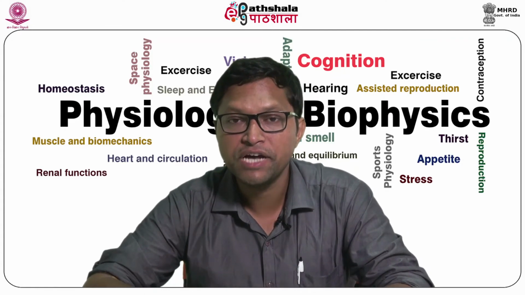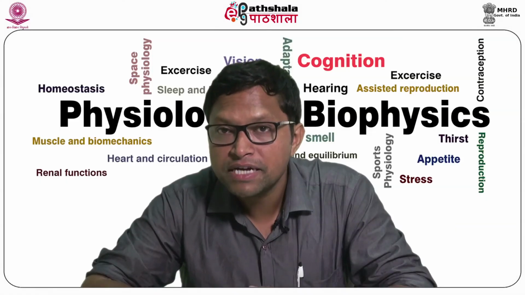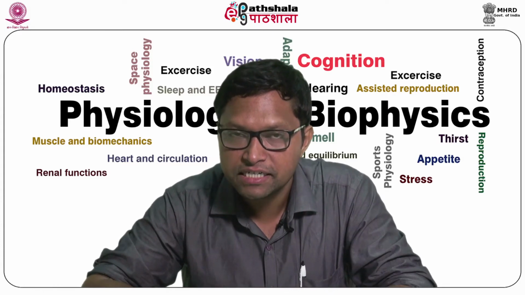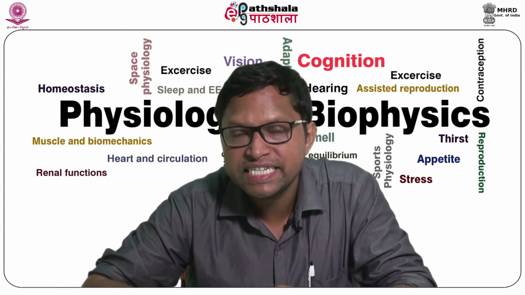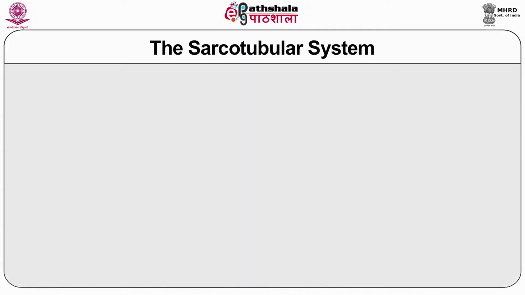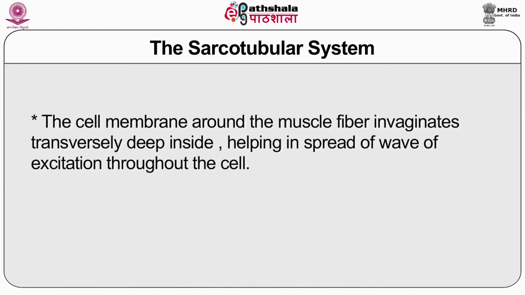Now, before we go further, we have to understand the concept of the sarcotubular system. It is an endoplasmic reticulum which is modified to form the sarcoplasmic reticulum. It in turn forms a dense network around the myofibrils, which helps to distinguish myofibrils from the myofilaments. Now, the cell membrane around the muscle fiber invaginates transversely deep inside, helping in spread of the wave of contraction throughout the cell. Now, this is called the T-tubules.